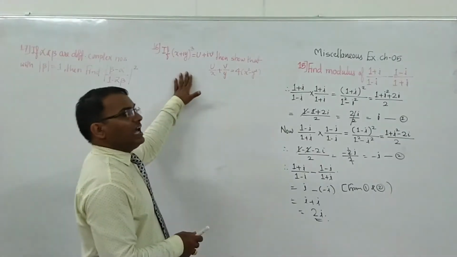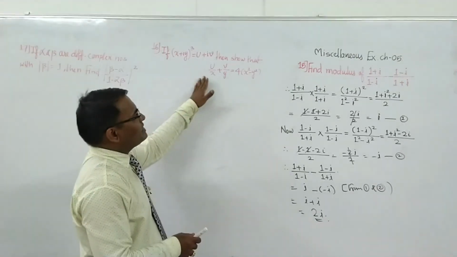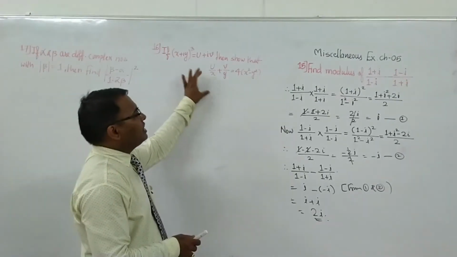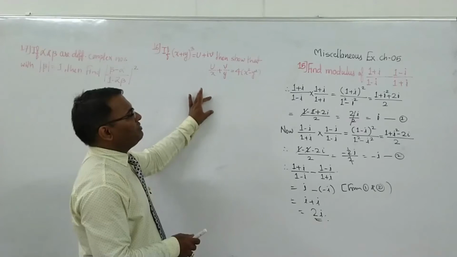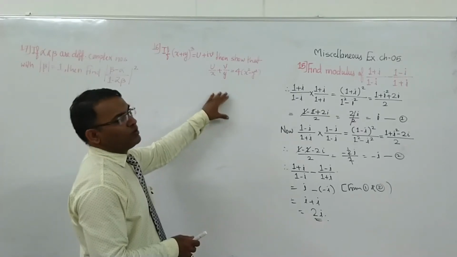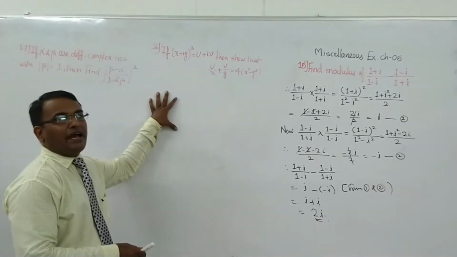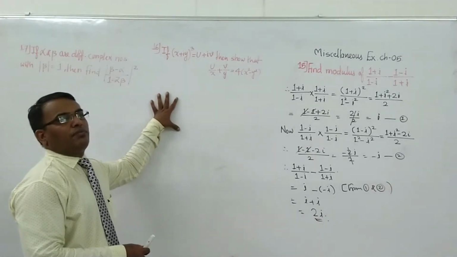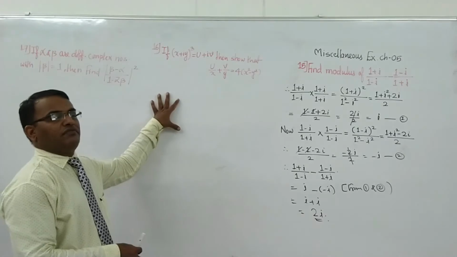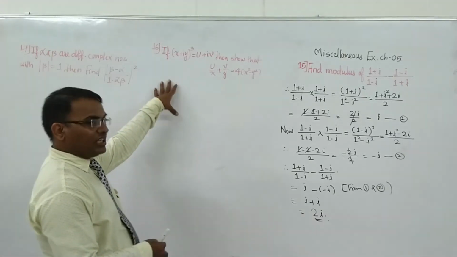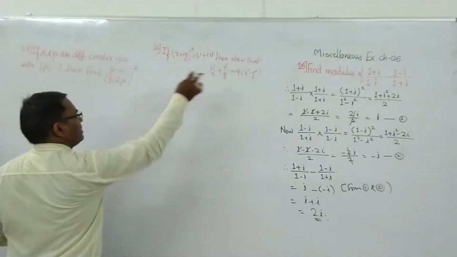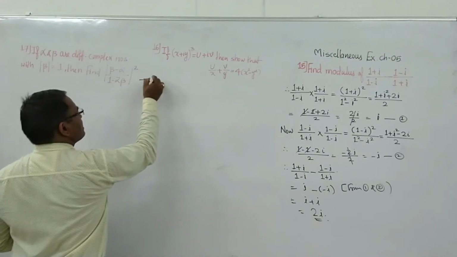If (x plus iy) cube is equal to u plus iv, then show that u upon x plus v upon y is equal to 4 into (x square minus y square). Such kinds of sums are known as the beauty of maths, because here we have to apply all the logic and then do it. Okay, so what is given?